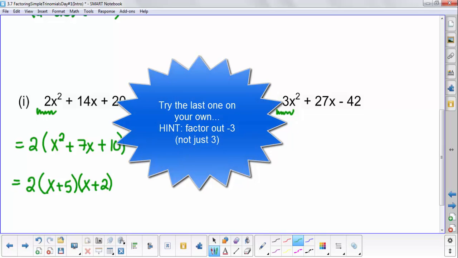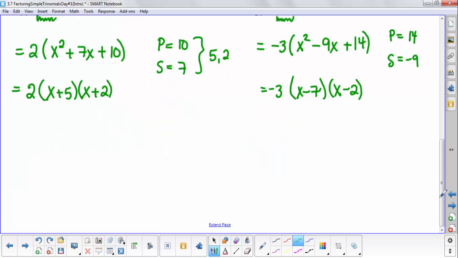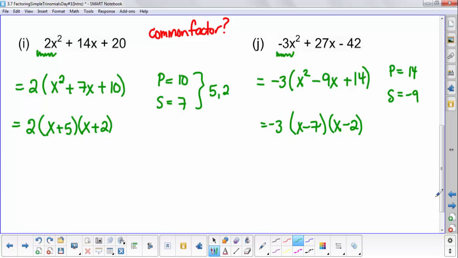So in this case here, I am hoping that all of the terms are divisible by -3, so let's try that out. So that is it for today's lesson.